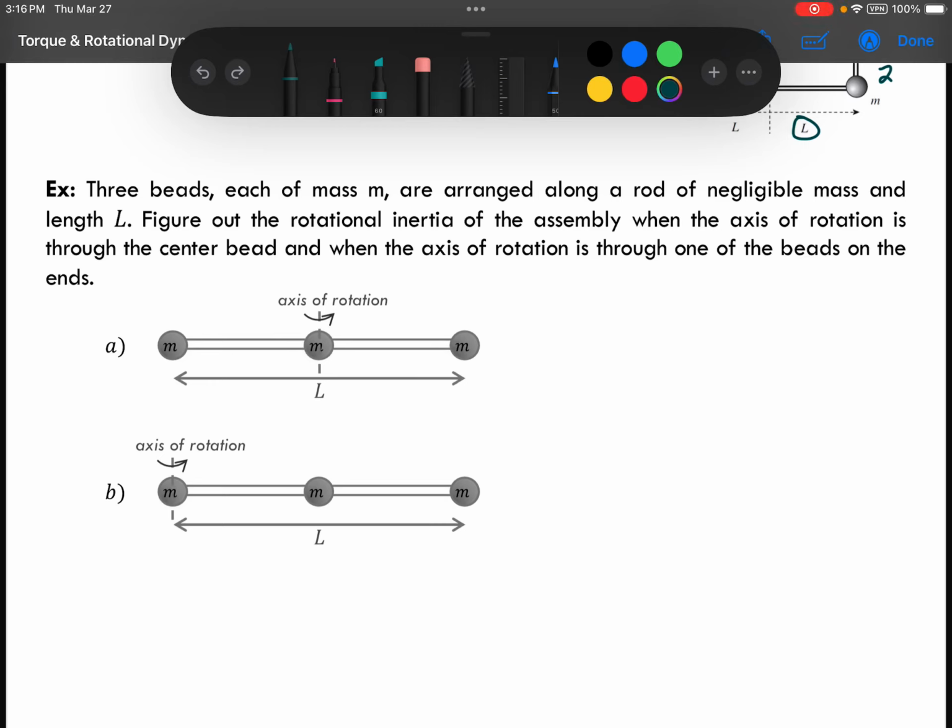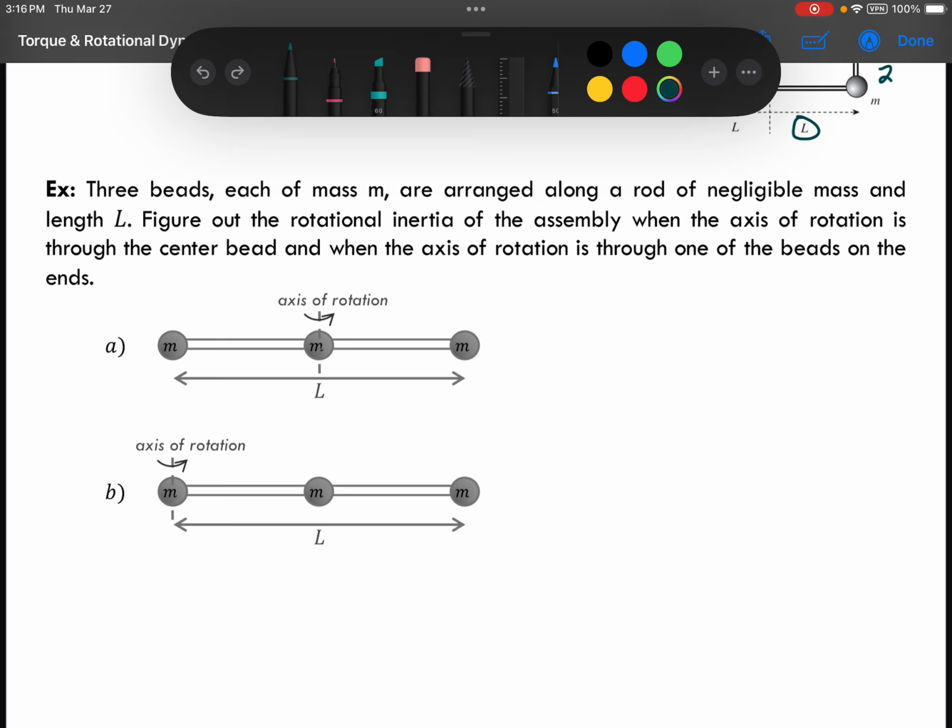Here's another example dealing with point masses. Three beads, each of mass m, are arranged along a rod of negligible mass and length L. Figure out the rotational inertia of the assembly when the axis of rotation is first through the center bead, and also when the axis of rotation is through one of the beads on the end.